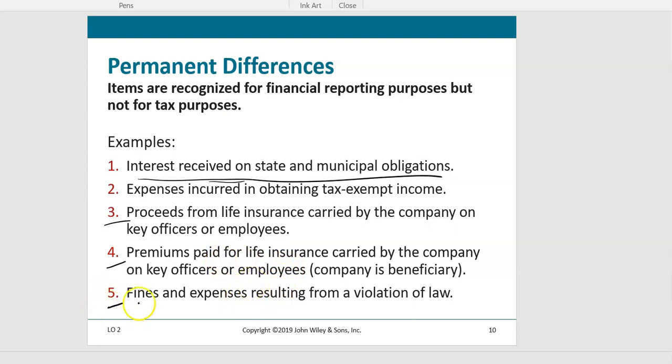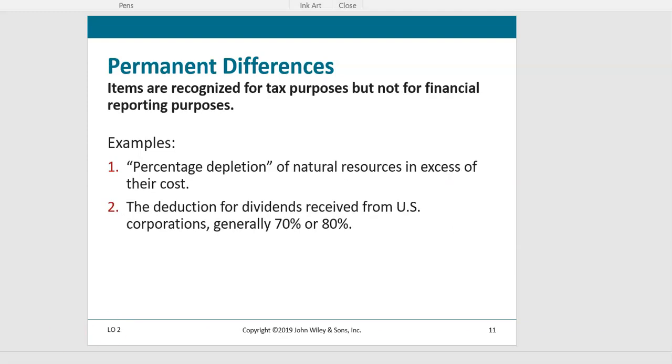Also, fines and expenses resulting from a violation of law, of course, reduce income for the shareholder, but for tax purposes, the government says you are not allowed to take that as a deduction on your tax form. You will never get to reduce your taxable income by fines and expenses, and that will result in a permanent difference. A couple of differences that go the other way: items that are recognized for tax purposes but will never be included in the US GAAP income statement, percentage depletion of natural resources in excess of their cost, and deductions for dividends received from US corporations.